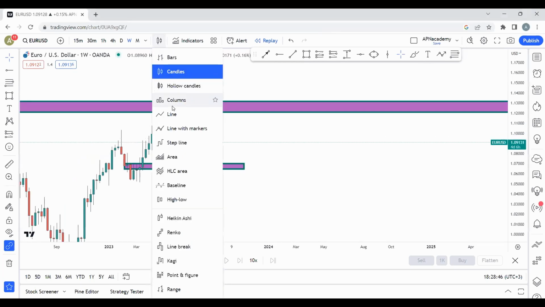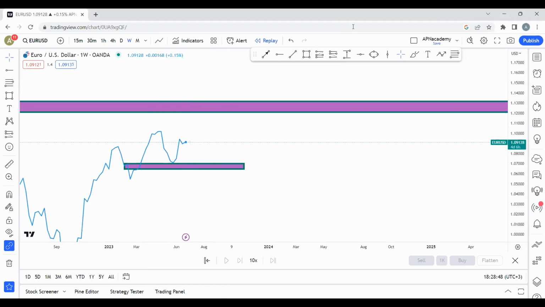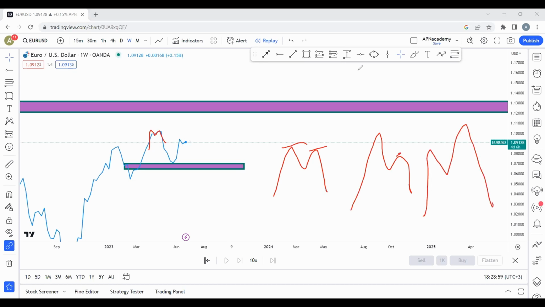For example, I'll come to the line chart, and you can observe that we have an M here. We have taught you guys about types of M's. We have an M that gives the most famous one, the double top. We have an M that gives us a lower high, this one here, and then we have an M that gives us a higher high. These are the 3 types of M's that we have.